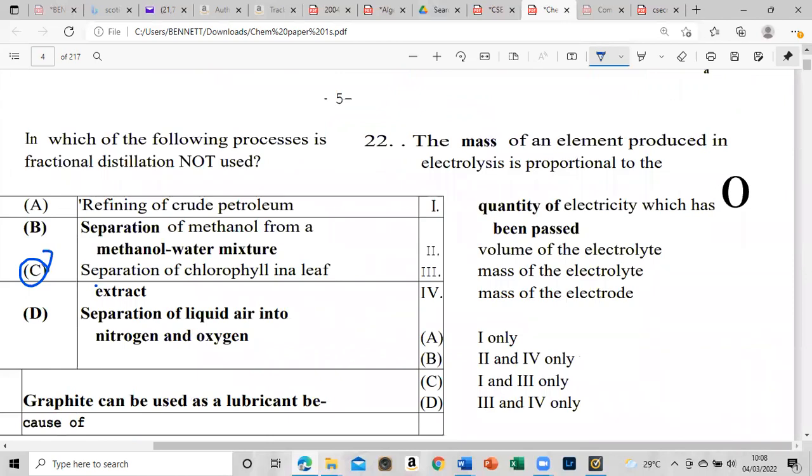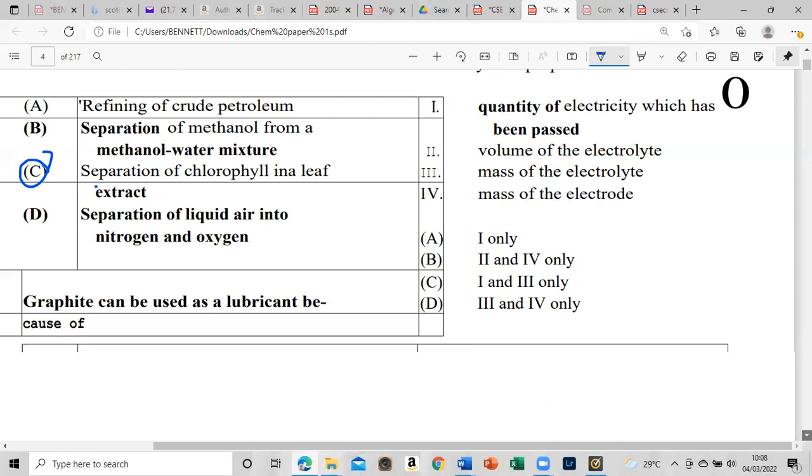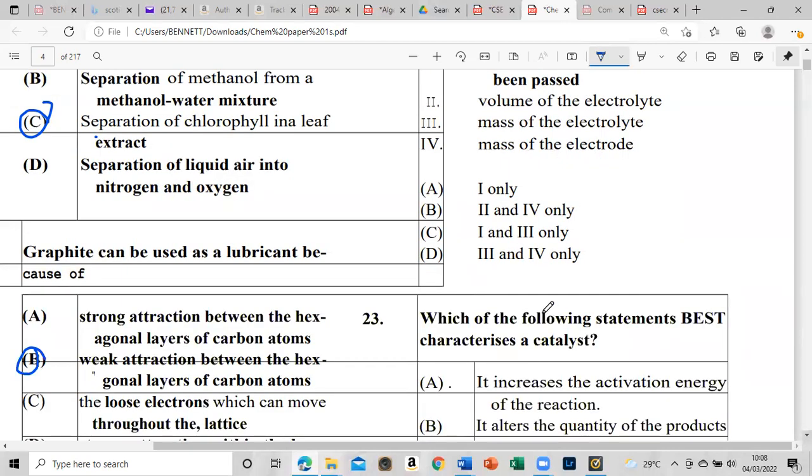The mass of an element produced in electrolysis is proportional to: 1, the quantity of electricity which has been passed; 2, volume of the electrolyte; 3, mass of the electrolyte; or 4, mass of the electrode. And number 22, let's see the options. Oh, these are the options. And that would be 1 only. Let's move on to 23.